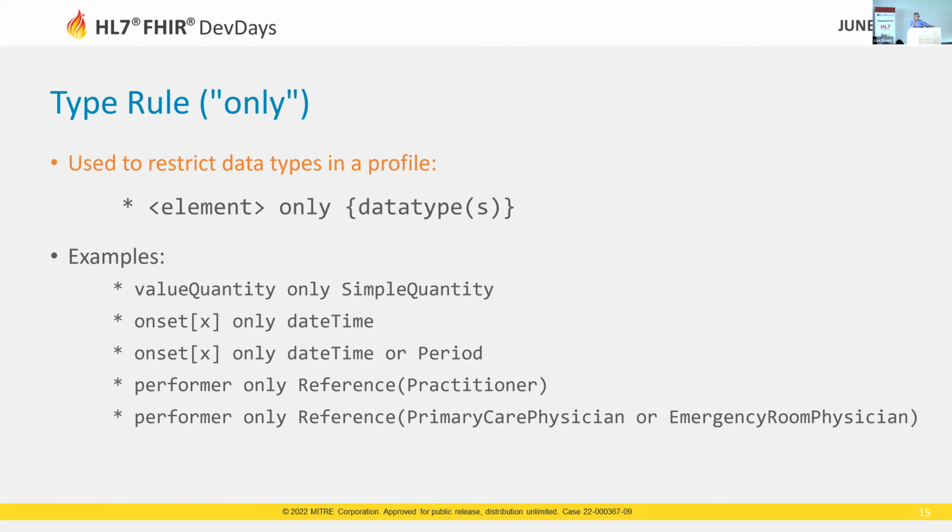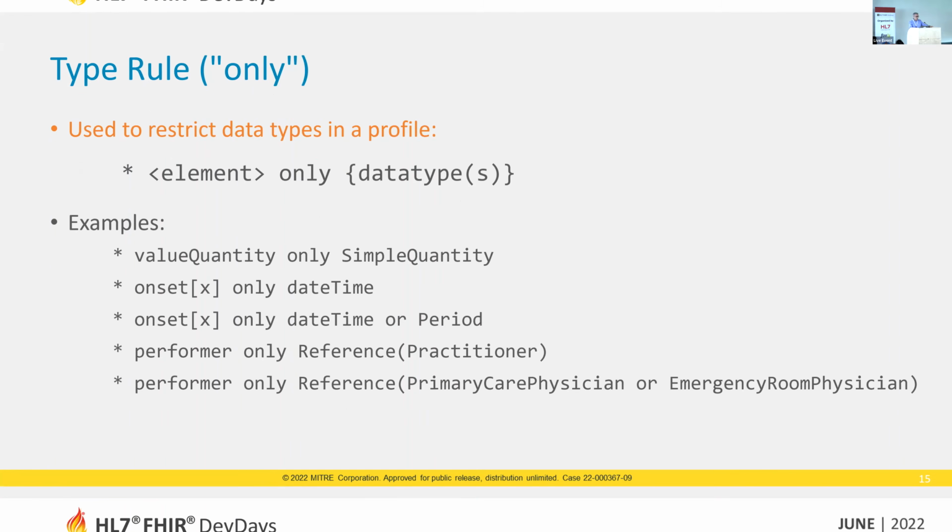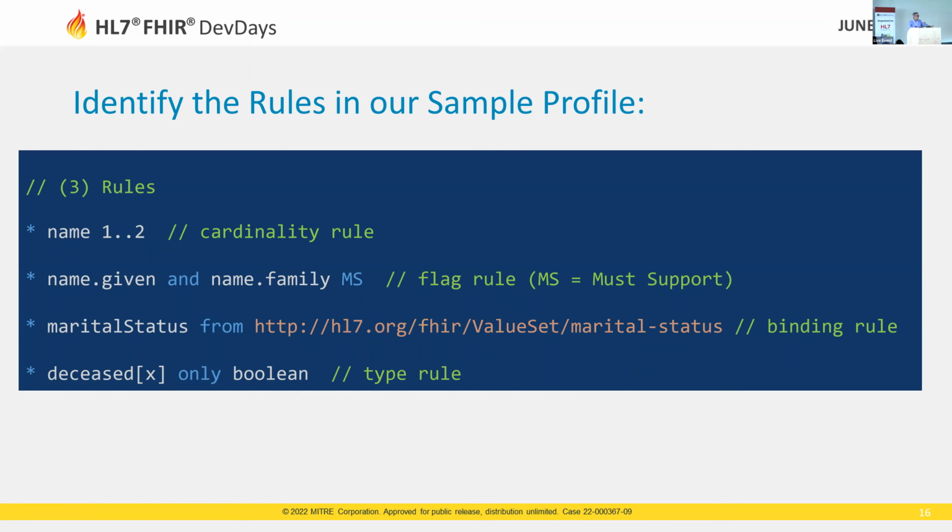And you can also do this with references. You can say the performer is only a reference to a practitioner, and we just use a reference with some parentheses. Or you could even constrain it to references to other profiles. So we could say, if primary care physician and emergency room physician are profiles that you've built, my performer has to be one of those 2 types, a reference to those 2 types. Okay, so now we've seen 5 basic types of rules. It'll probably be 80% of what you ever do with FHIR Shorthand.